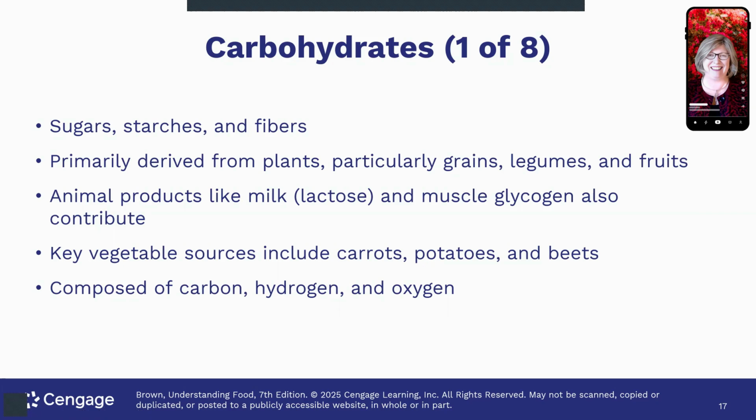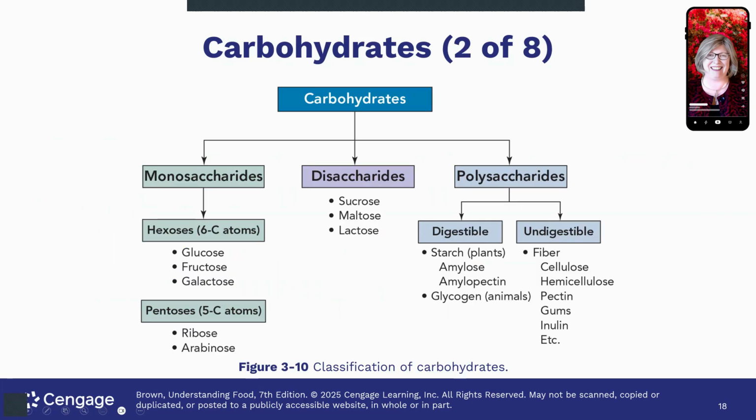These are composed of carbon, hydrogen, and oxygen. Notice, not nitrogen. You won't see nitrogen at play until you get to proteins, and that's the distinguishing factor. I love this diagram because it helps you remember the classification of the carbohydrates.